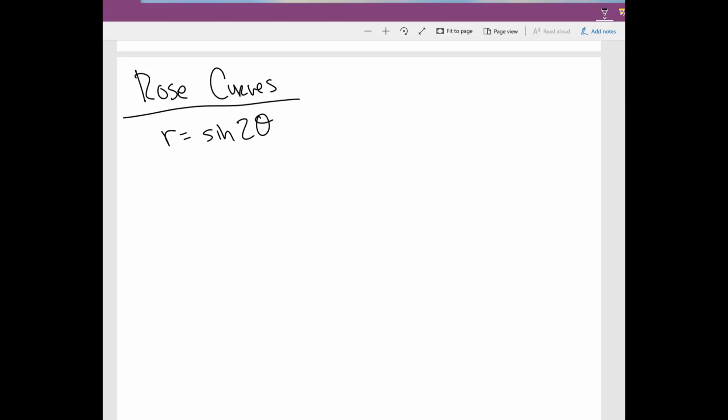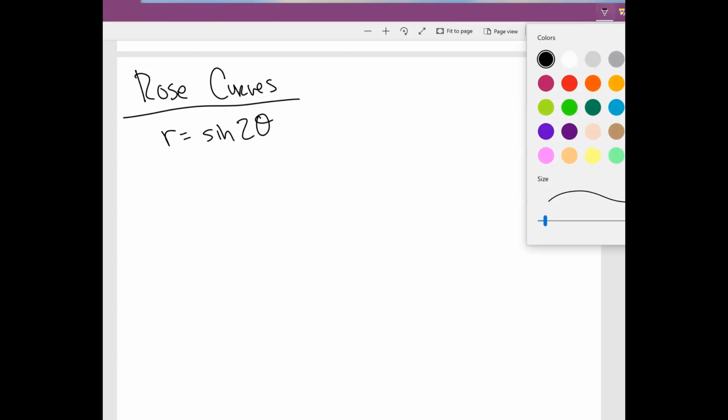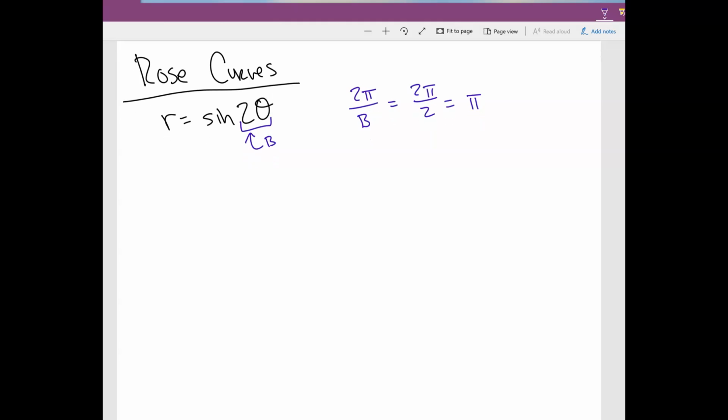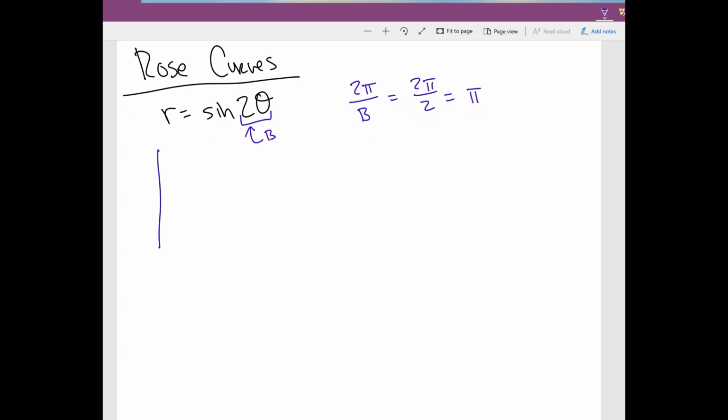Okay, so one thing that you can try to figure out is what the period should be. One way that you can figure it out is taking 2 pi divided by b, where b is the number that's right next to theta. In this case, b is equal to 2, so it'll complete one period in pi units. So when you graph this, here's r and here's theta. Instead of going from 0 to 2 pi, it'll go from 0 to pi.